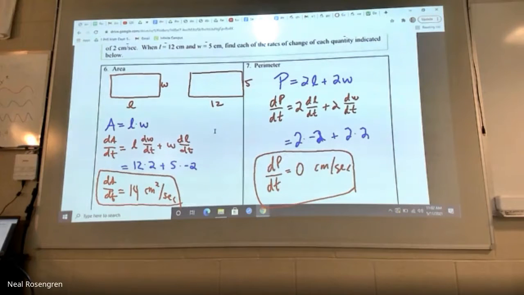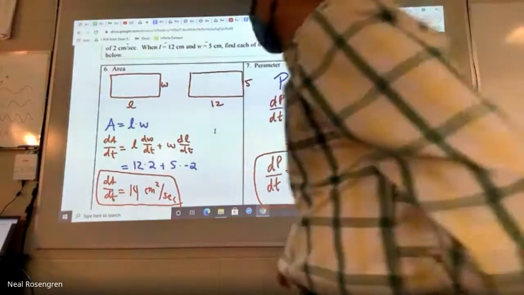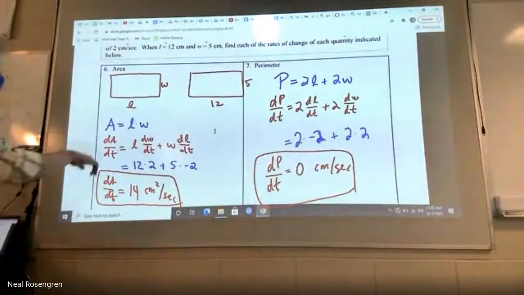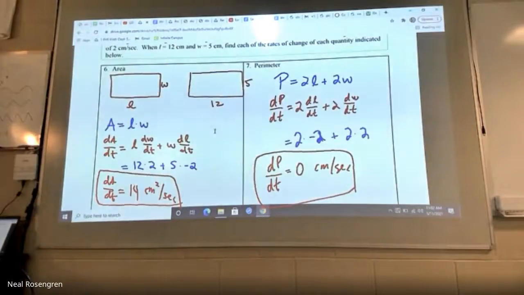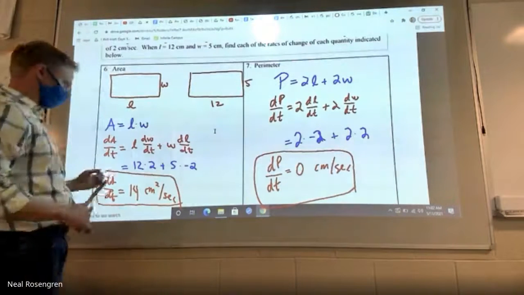L is usually written cursive for length, so it doesn't look like a 1. So there's my cursive L, kind of like a T, right? Put a little tail on it so I make it look like something else. The length decreases and the width increases. Our area is getting bigger.